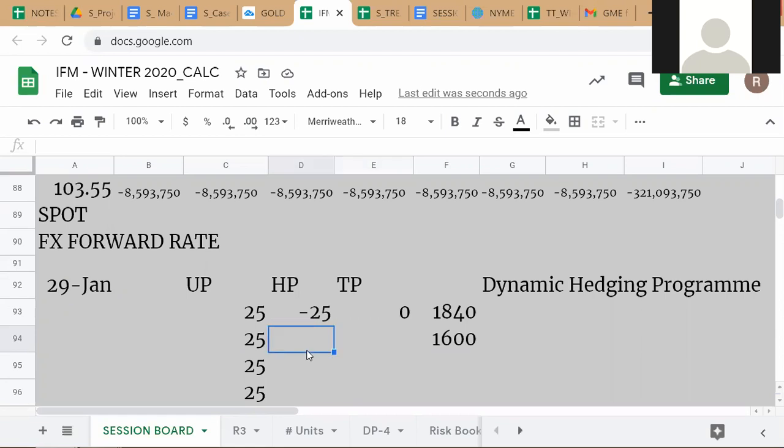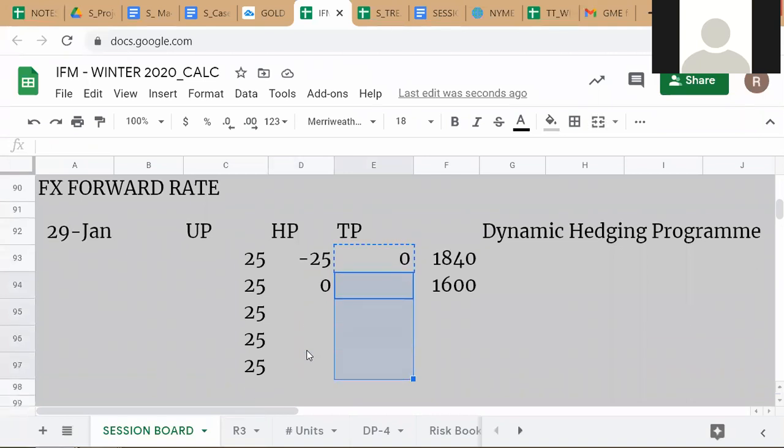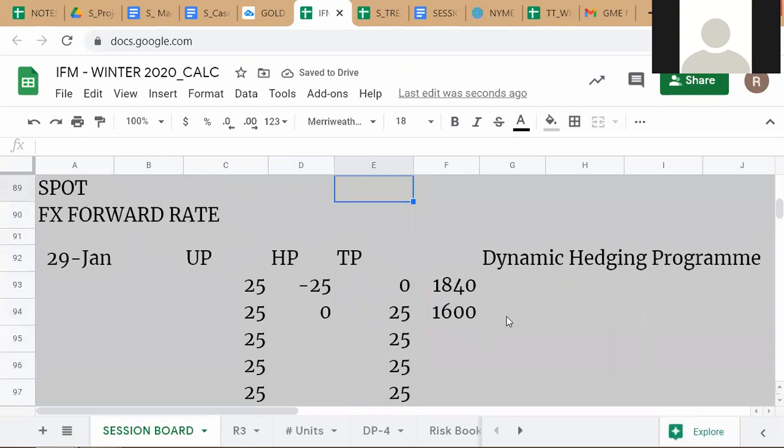Based on your view in the hedge position, you convert the hedge position back to zero. That means you buy 25 contracts. You were short 25 in the hedge book, so you buy 25 contracts. So the TP goes back to 25. And then, of course, you have booked a profit over here. You can keep a column for the hedge P&L. You just made a profit.